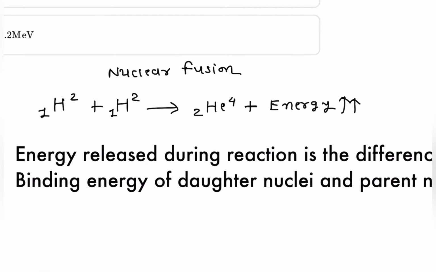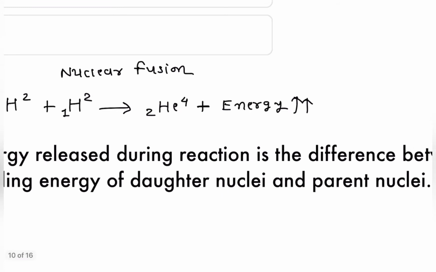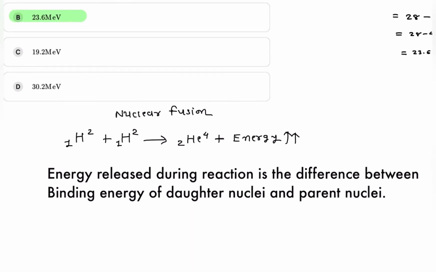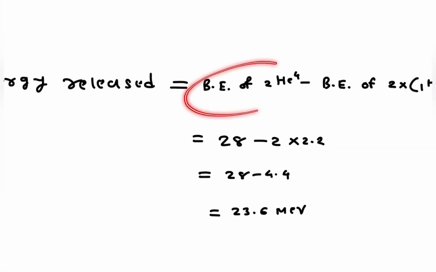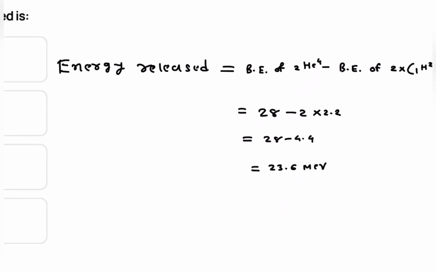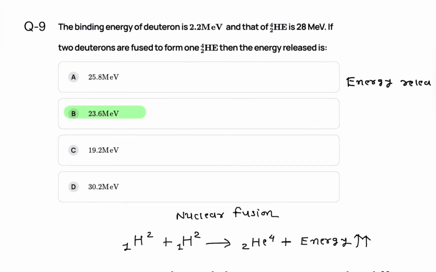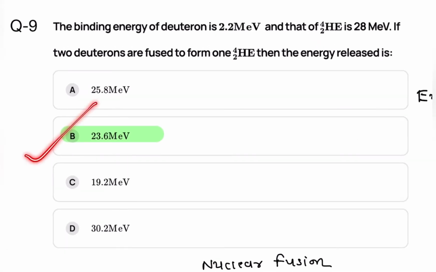And the energy release during this fusion process or reaction is the difference between the binding energy of daughter nuclei and that of the parent nuclei. So simply the energy release during this fusion process is the binding energy of helium 2He4 minus binding energy of 2 deuterons, that is 1H2. So the binding energy of helium 2He4 is given as 28 mega electron volt, and binding energy of 2 deuterons is nothing but 2 into 2.2, that is 28 minus 4.4, so it becomes 23.6 mega electron volt, that is the energy release during this fusion process. So option number B is correct.